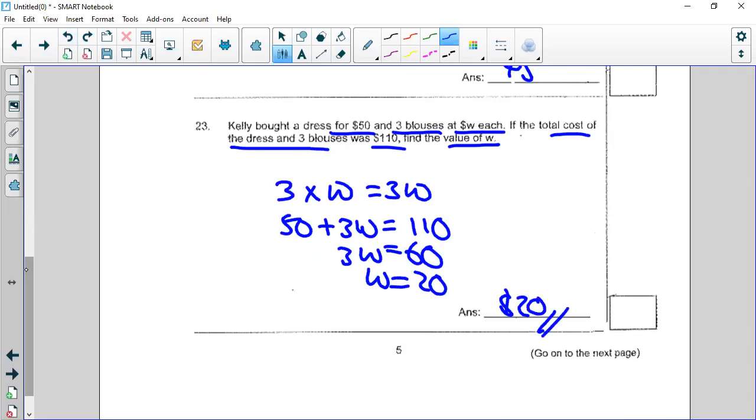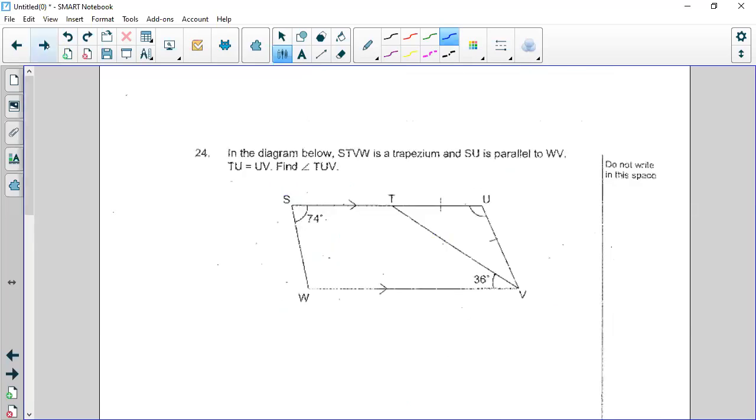Okay, questions? No questions? Yeah, I think you should be able to do quite well for this paper. At least get 30 plus or maybe 35 and above. Okay, question 24. Trapezium. Okay, now when you see trapezium.